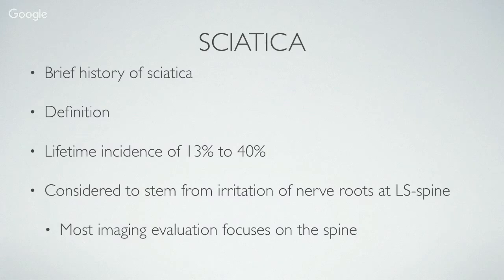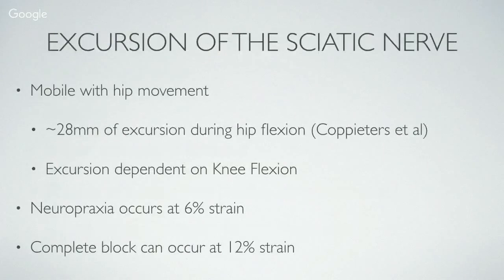The sciatic nerve, did I skip a slide? All right, so the sciatic nerve is a very mobile nerve. With movement, it can move about 2.8 centimeters. This occurs during hip flexion, and it's all dependent on knee flexion as well. If the knee is extended, the sciatic nerve is under more stress than if the knee is flexed.